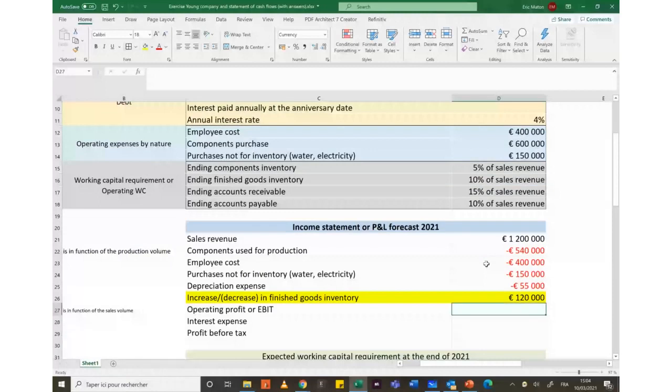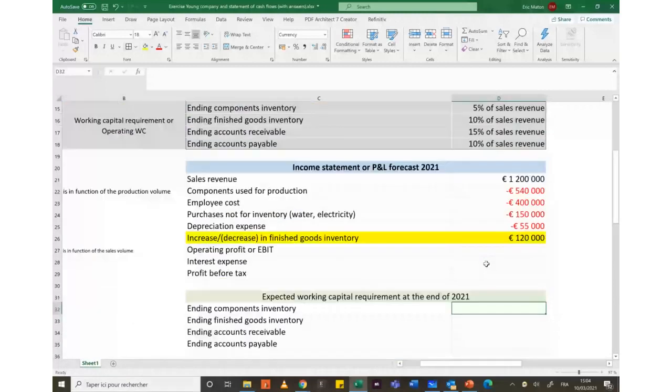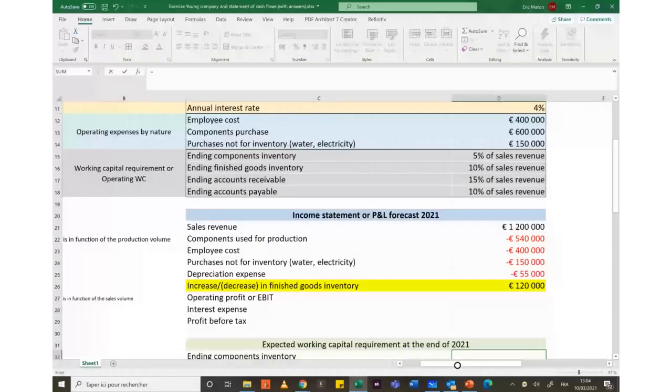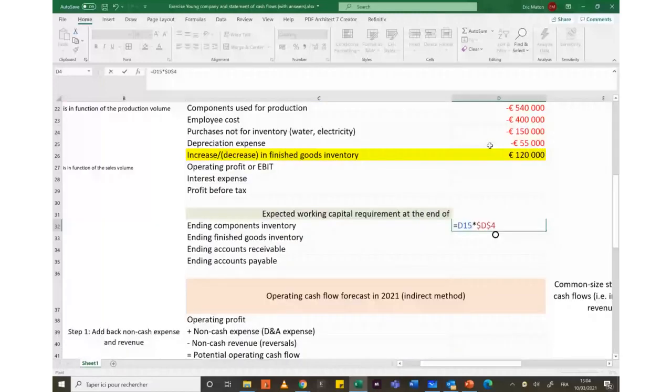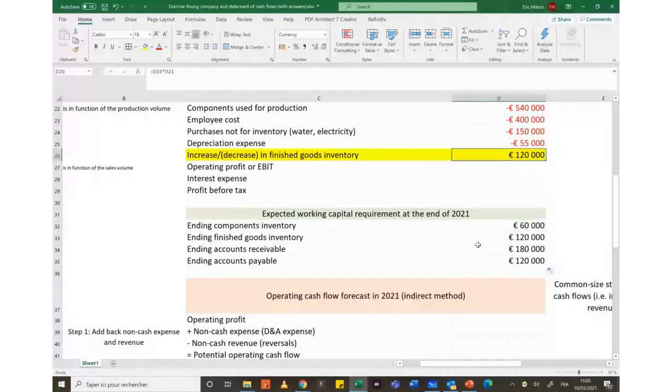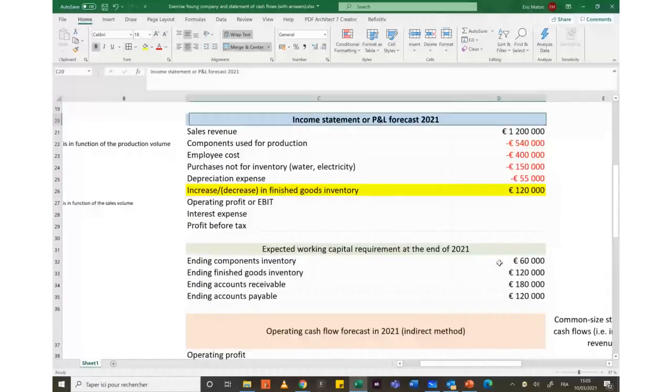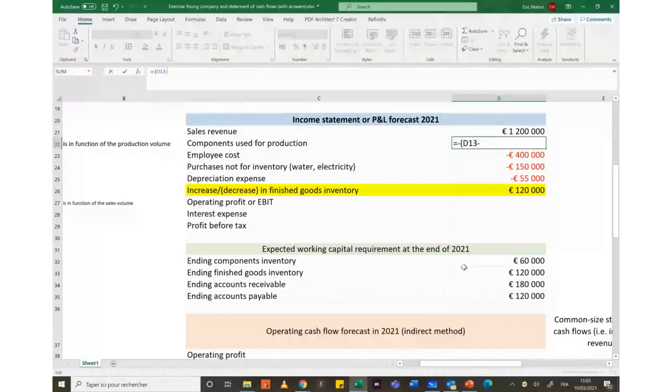If we want, we can calculate directly all the ending components of the working capital requirement. So we can take the 5%, multiply by the sales revenue. We put dollars for the sales revenue, and we do the same for everything. We finish with the 120,000. And here the components used, we eliminate because of the ending components inventory.